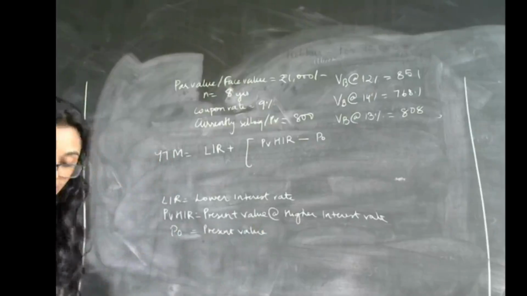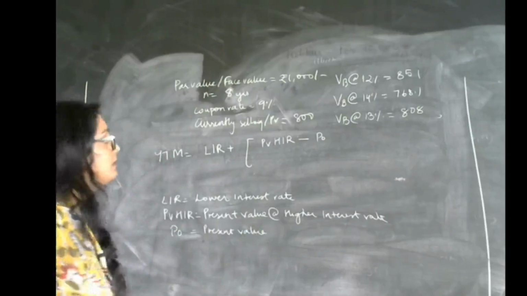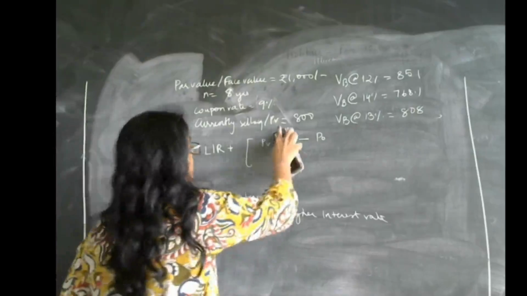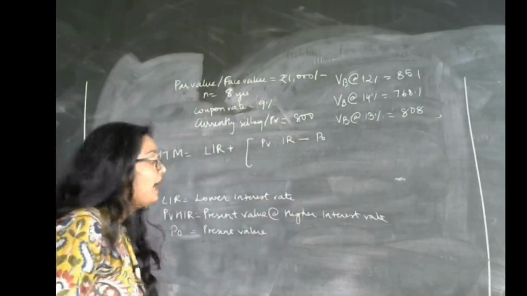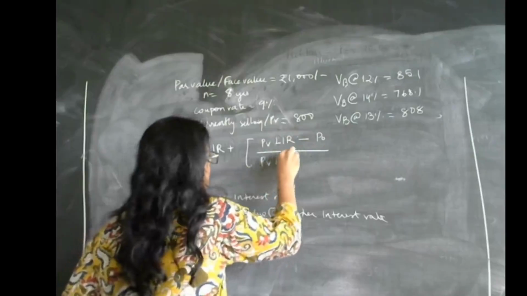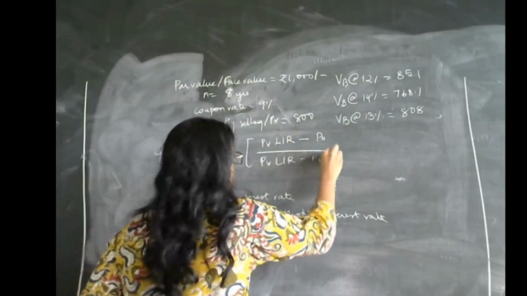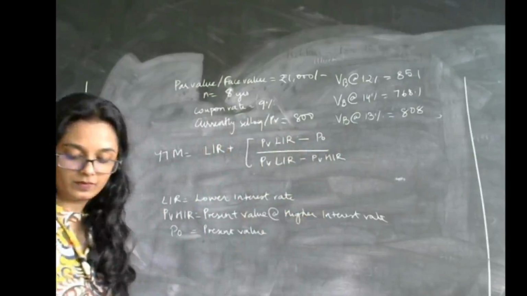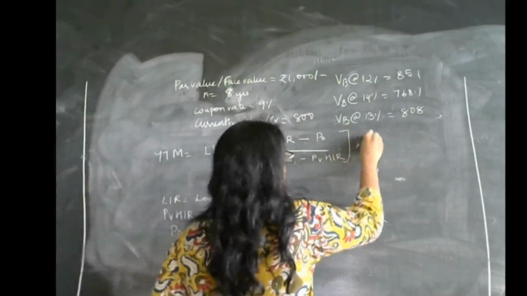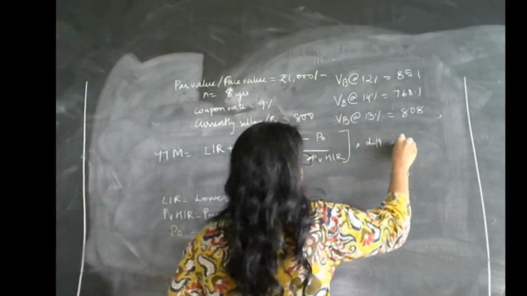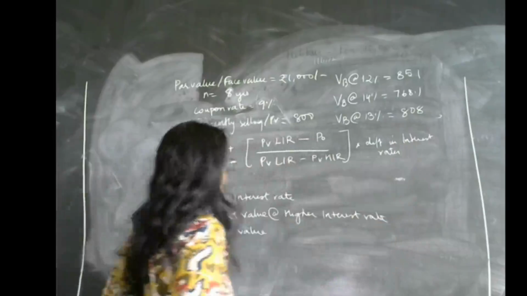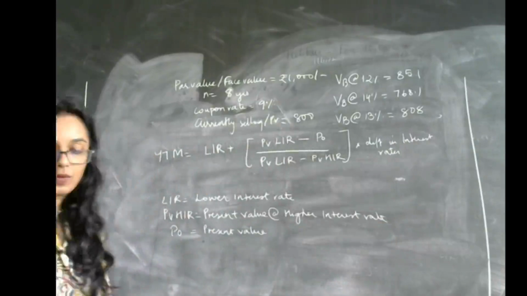Divided by, sorry, present value at lower interest rate divided by present value at lower interest rate minus present value at higher interest rate. Multiplied by the difference in interest rates. Okay. So now let us try to solve this problem.